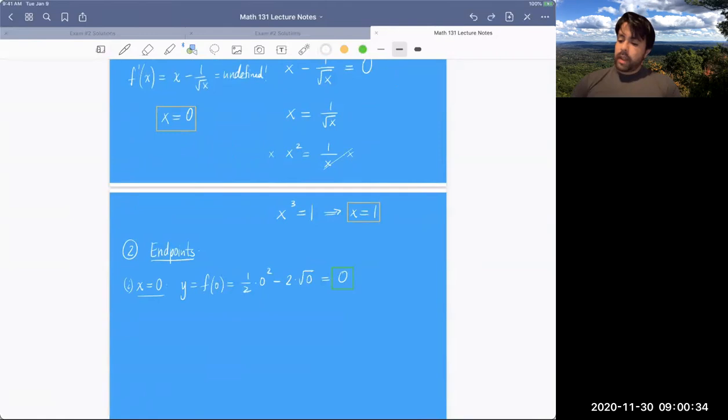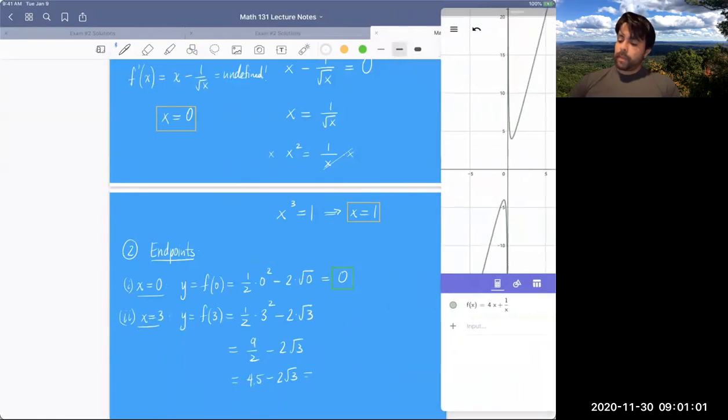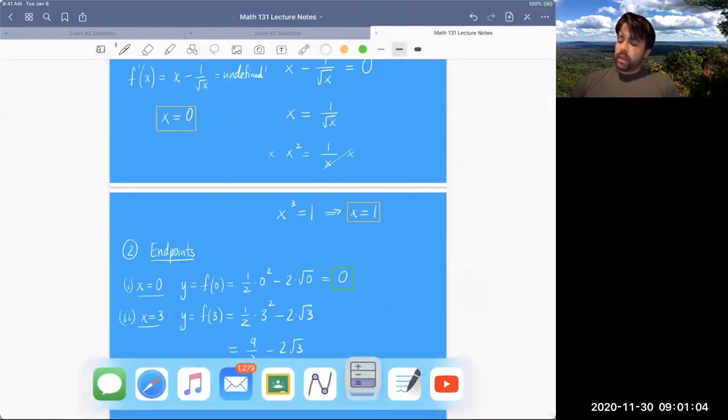Okay. And now when x equals 3, y is equal to f of 3, which is 1/2 times 3 squared minus 2 times the square root of 3. So I get what? I get 9 over 2 minus 2 square root of 3. So I get 4.5 minus 2 rad 3. And then if I want to find the decimal, I want to find the decimal here.